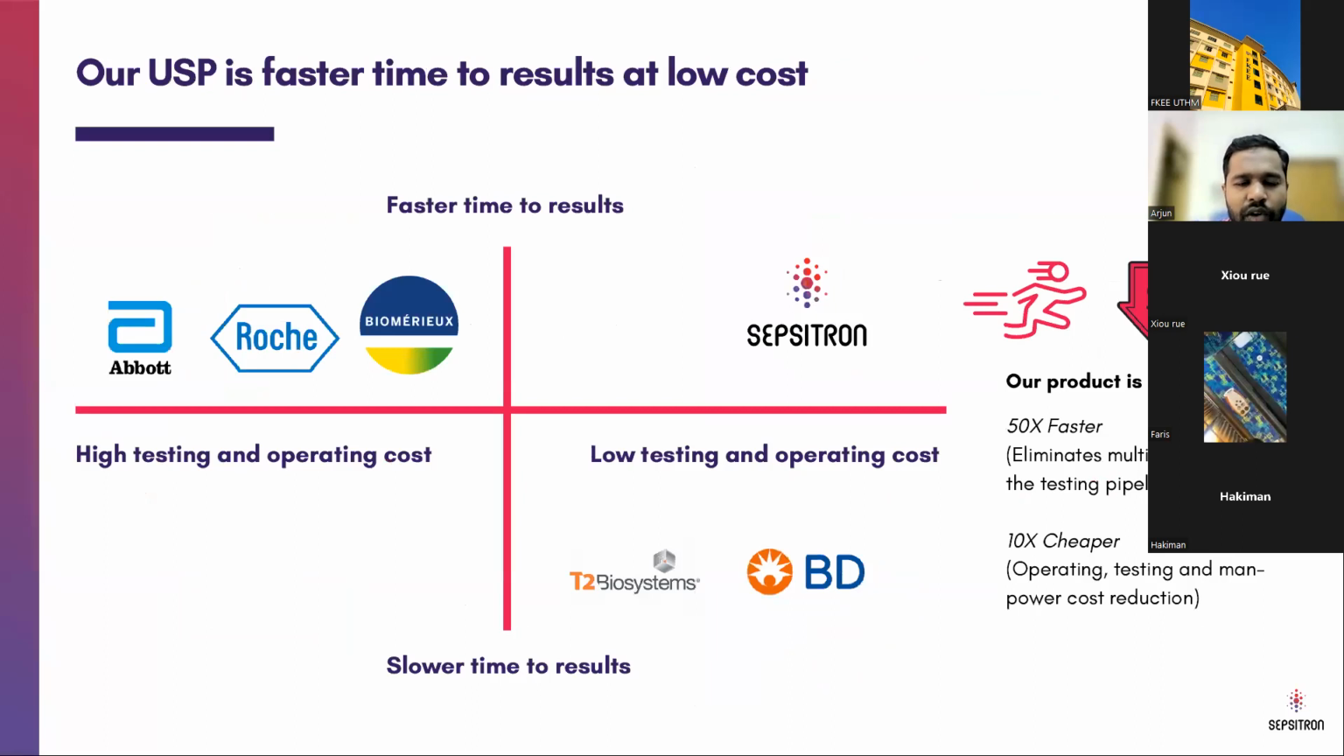Then how we are different from competitors: you can see that we present our company in a 4-quadrant format. Faster time to results, low cost. This is where we position our product. The other products either have a very high cost or very slow time to results. So this is how we position our product.